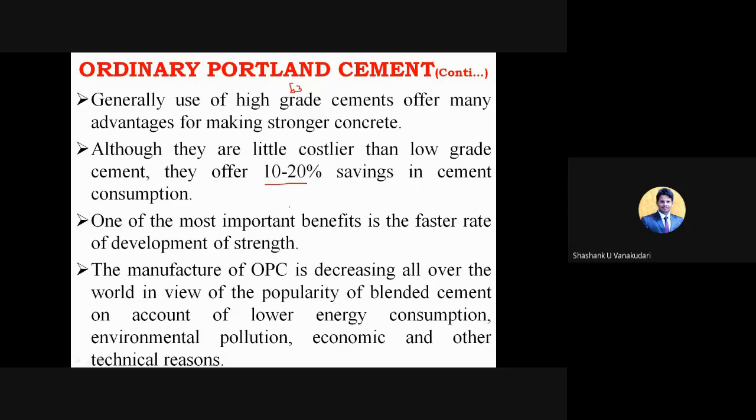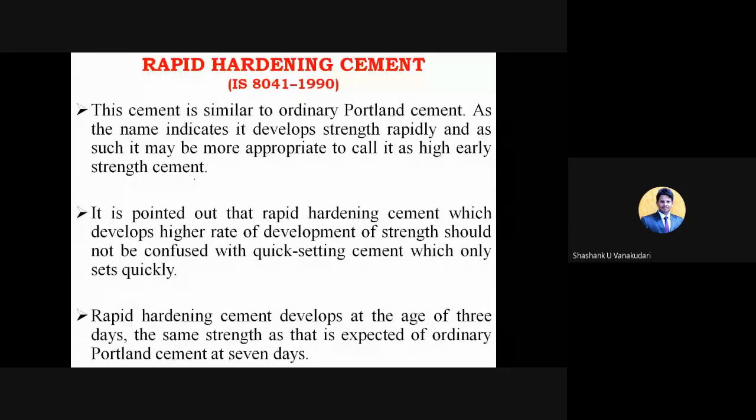To overcome that, people are looking for other types of techniques with low energy consumption and less environmental pollution, and which should also be economic and technically sound. So depending on this, the ordinary Portland cement manufacturing process is going to be reduced in the upcoming years. And the next type of cement is rapid hardening cement.